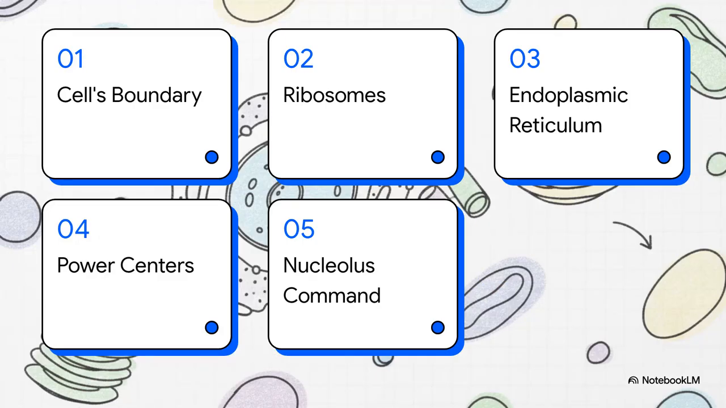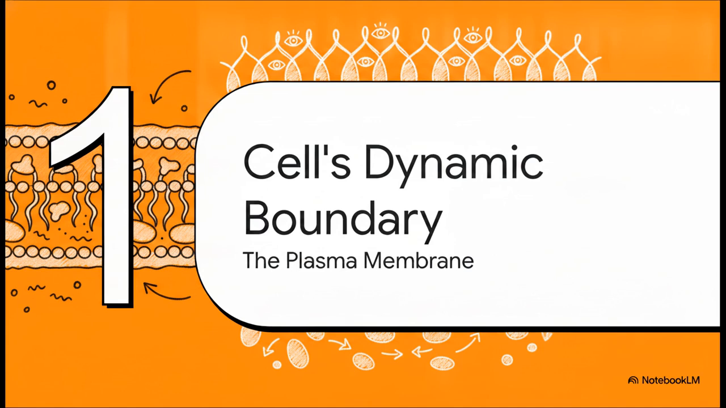So here's our tour map for today. First, the cell's dynamic boundary. Then, ribosomes, protein synthesizing factories. Third, the endoplasmic reticulum. Fourth, power and metabolism centers. And finally, we'll hit the nucleolus command center. Let's kick things off with part 1, the cell's dynamic boundary.